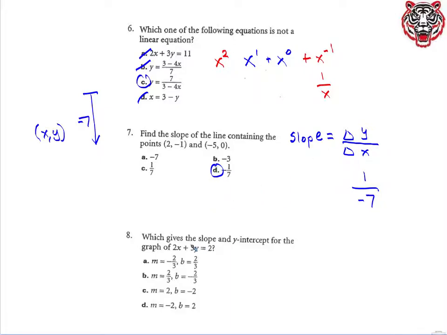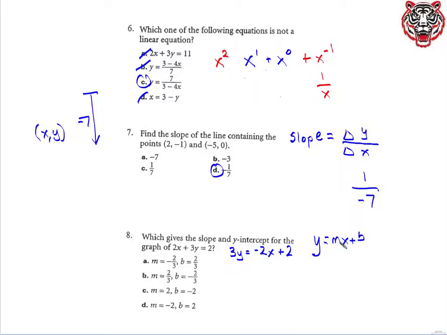Okay, number 8. Which gives a slope and y-intercept for this graph? So again, slope-intercept form means to be in y equals mx plus b form. So I need to turn this into that form. So I'm going to subtract the 2x, so my equation is now going to be 3y is equal to -2x plus 2. I just subtracted 2x from both sides.